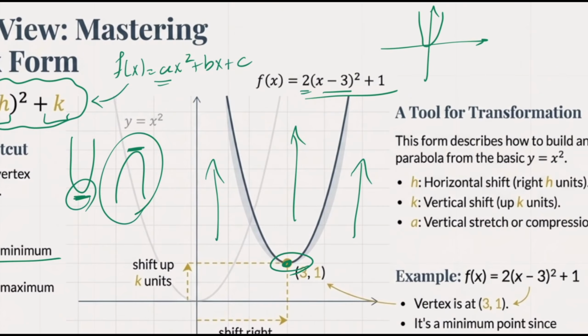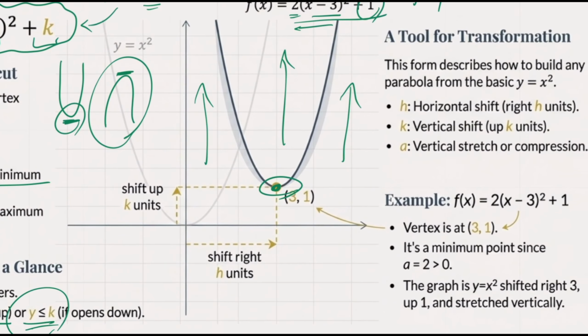And whenever I do have my number inside the f of x itself, if I do have negative, I have to move to the right. If I do have positive, I have to move to the left. So for sure, I have to move to the right by 3. And also, I do have 1. It means that I have to move to the top by 1.